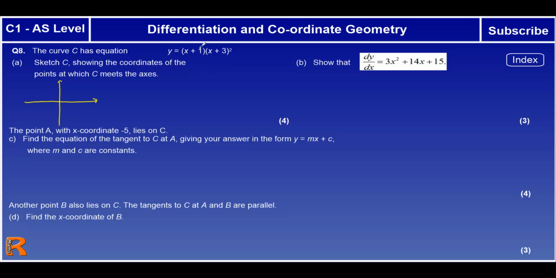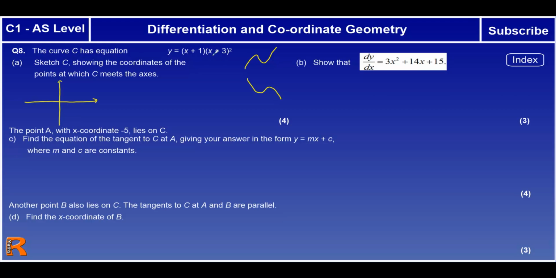So this is a cubic. Why is it cubic? Well, this is an x plus 1, and this is an x plus 3 squared. So we've got an x times an x squared, which is an x cubed. And x cubed graphs look like this in general. If it was a negative x cubed graph, it would be just the same thing but upside down, like that.